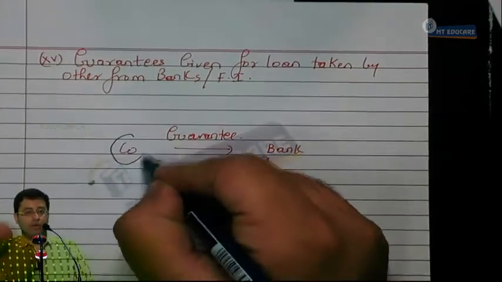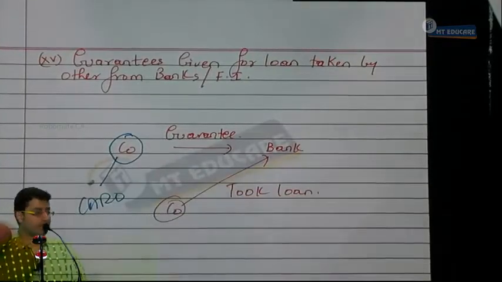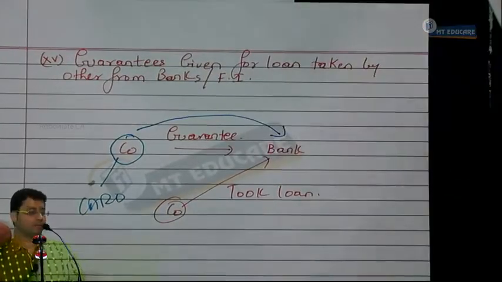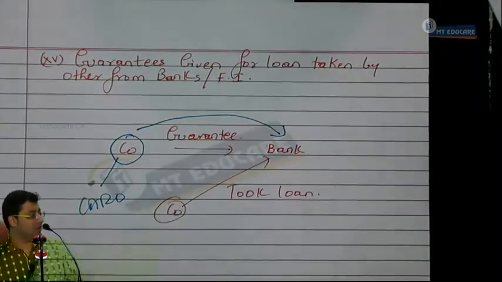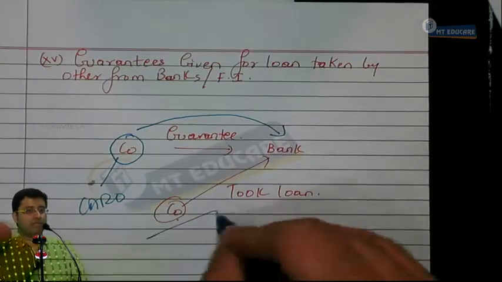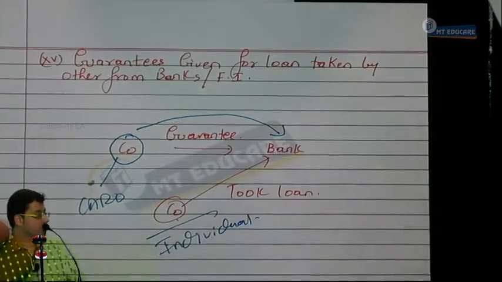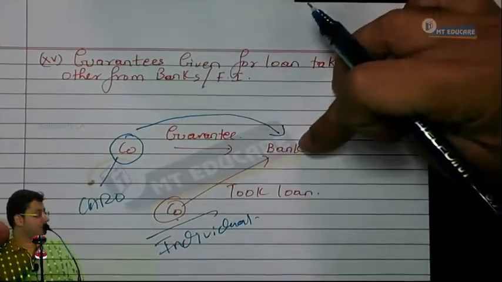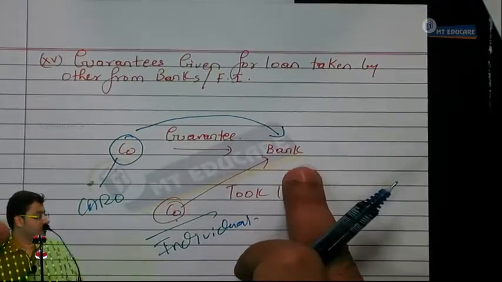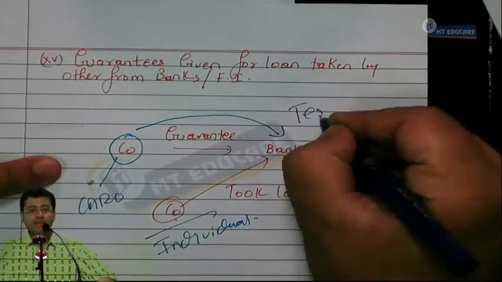If you are the CARO auditor for this company, suppose you are doing the audit, you are preparing the CARO report for this company. This company has given a guarantee to the bank, but this company has not taken the loan. The loan is taken by some other person or some other company only. This other person can be a company, or he can even be an individual. So this company went to the bank, it took a loan, and this company gave a guarantee to the bank. As the CARO auditor, you have to just see the terms and conditions.